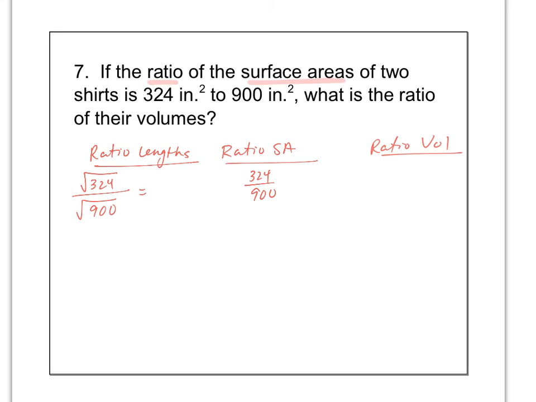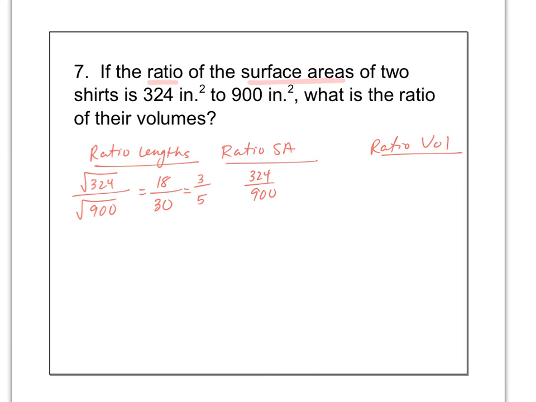Now the square root of 324, feel free to use your calculator, it's 18. The square root of 900 is 30. Sweet. Can that be reduced? Yes, 6 goes into there. 6 goes into 18 3 times, 6 goes into 30 5 times. So the ratio of the lengths is 3 to 5.